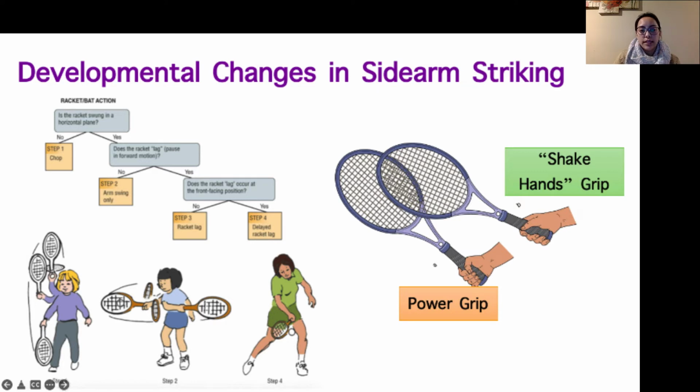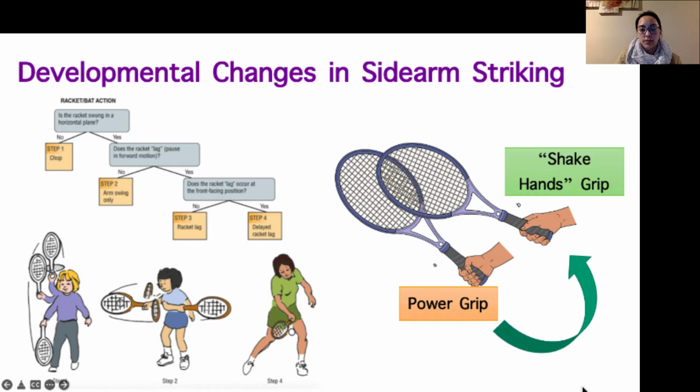Another thing we usually notice is how a person grips their implement. So usually we see a power grip, which is more of just a forceful squeeze, and that transitions to what the book referred to as a shake hands grip. So there's a little bit more adaptability in how the implement can move in your hand with this type of positioning.